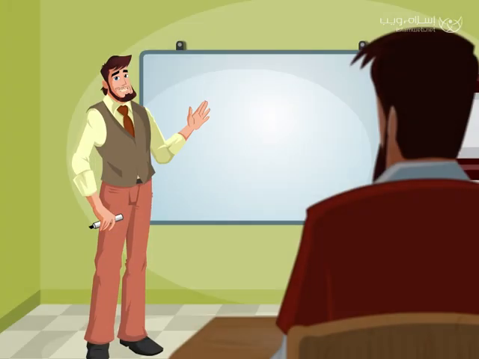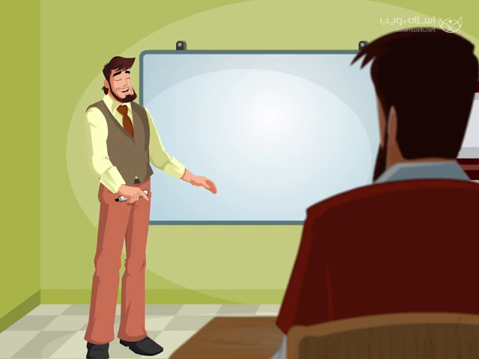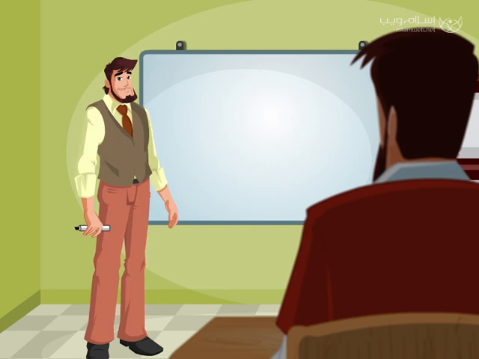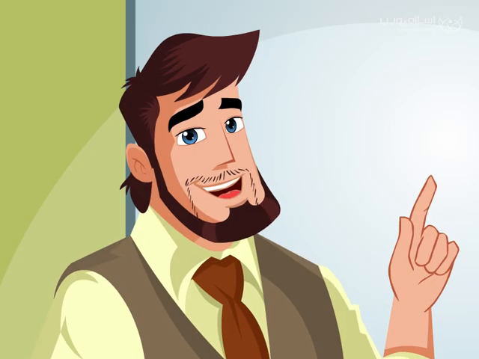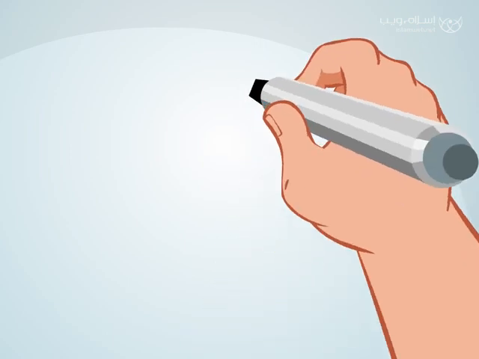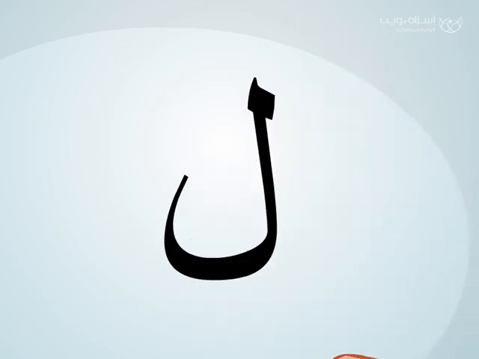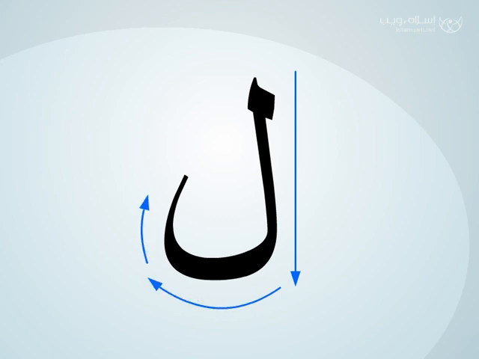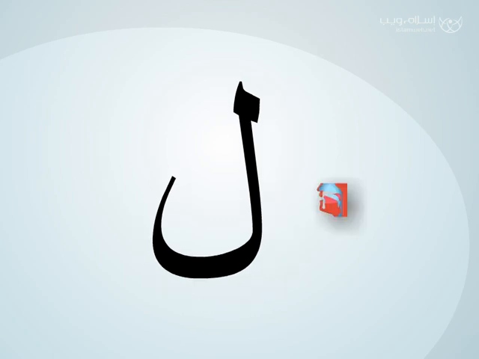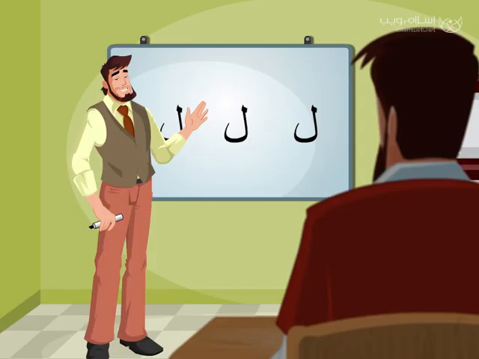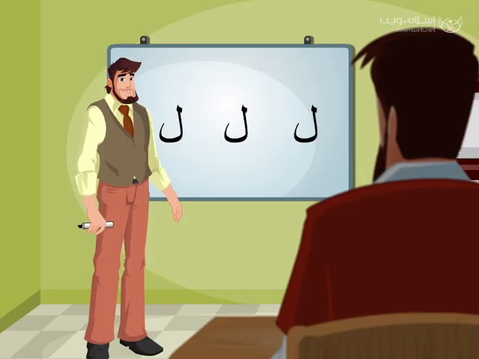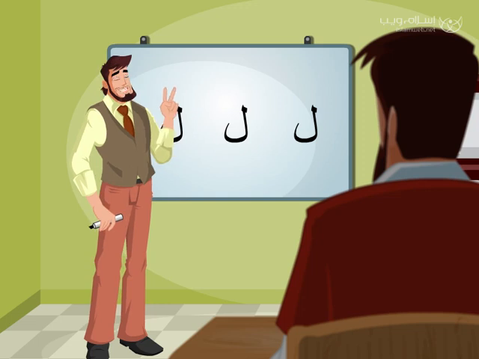Hi all. Today we're going to learn 3 letters that share the same articulation point. Lam, ra, and noon. This is how we write it. Lam. How to pronounce the letters with short vowels. Fath, kasr, and dam.